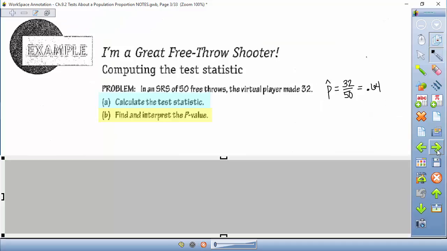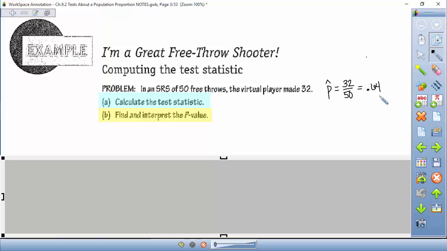All right, so now, this person, this free throw shooter, had a simple random sample of 50 free throws. I was going to do 50 here in class when we did it, but I figured that would take a really long time, so I didn't do 50. The virtual player made 32 out of 50. So there is the sample proportion. P hat is 32 out of 50, which is 64%.